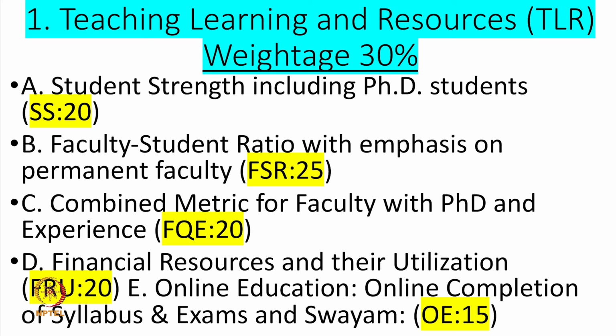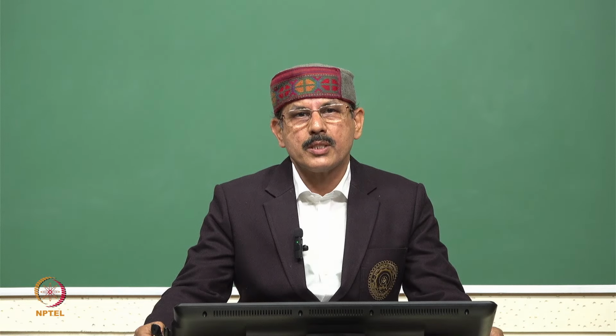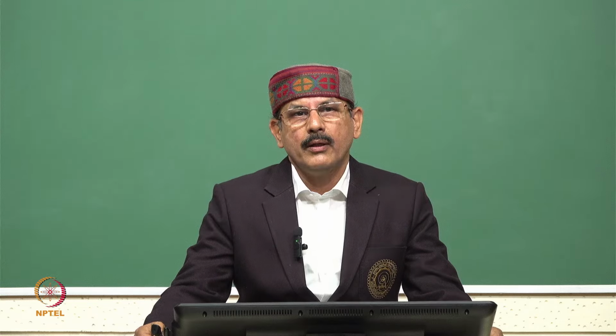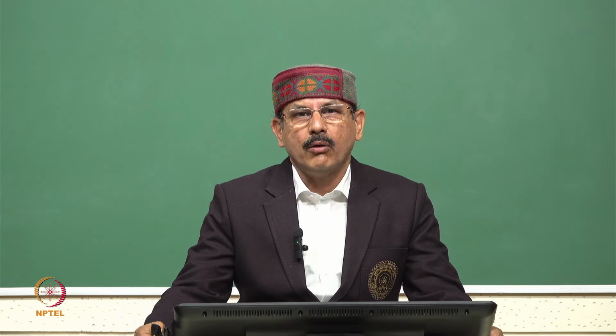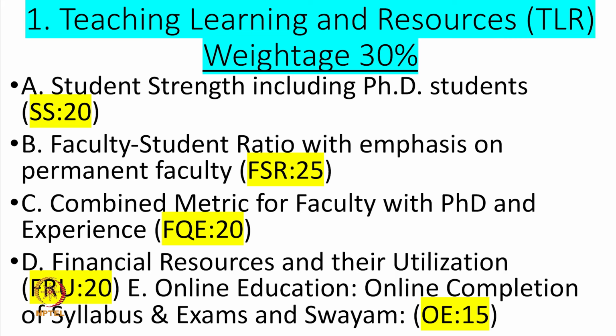The weightage is 30%. It has a total of 5 components. Student strength including PhD students, total weightage is 20%. Faculty student ratio with emphasis on permanent faculty, that is FSR, 25%. Combined metrics of faculty with PhD and experience, that is 20%. Financial resources and their utilization, that is 20%. And then finally, the online education, online completion of syllabus, examinations, and SWAYAM. Total weightage is 15%. The last one is a new inclusion in the 2023 NIRF ranking. This last one was not there. It has been added this year. So it is an updated sub parameter under teaching learning resources.